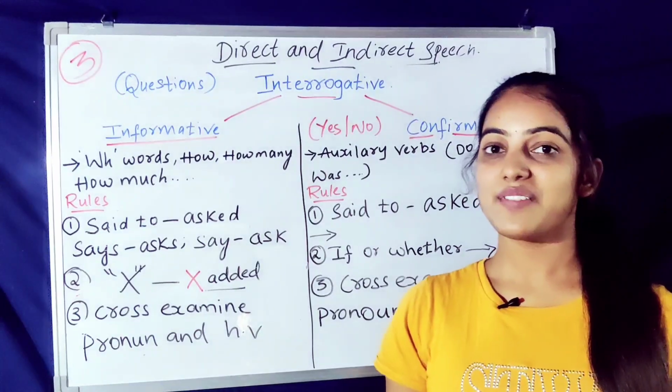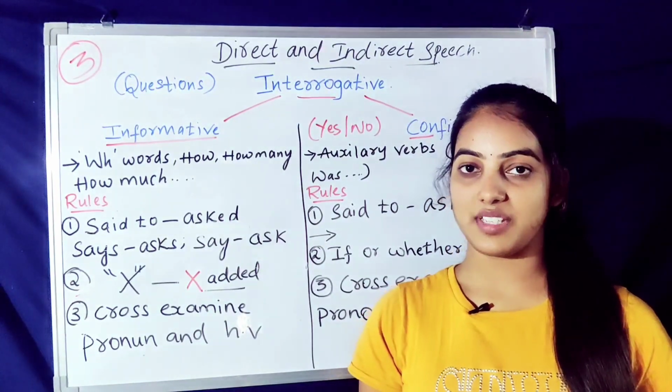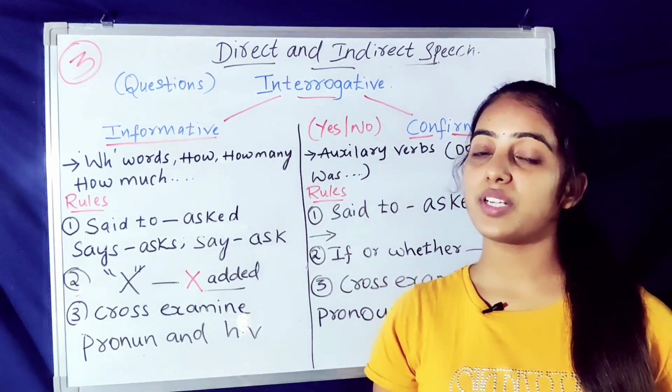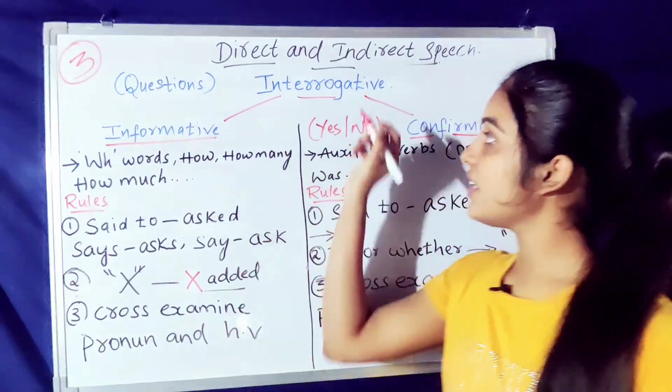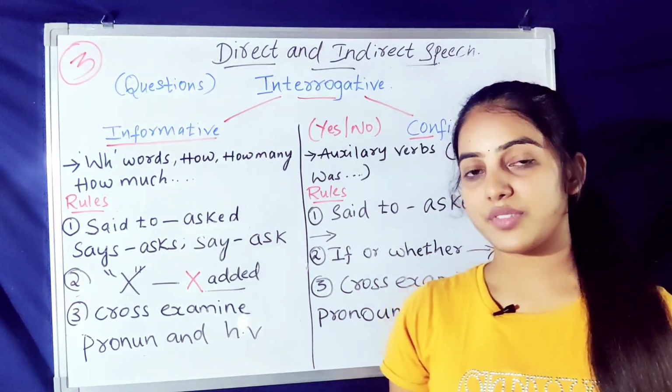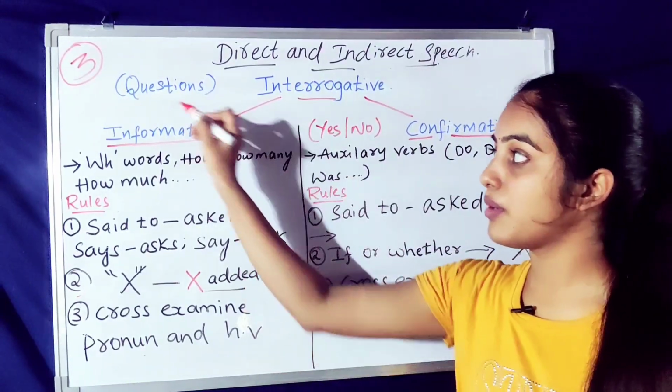Okay, in my previous video I told you how to convert imperative and assertive sentences to indirect speech. In this video I'm going to tell you how to convert interrogative and exclamatory sentences to indirect speech. Firstly, interrogative. What are interrogative type of sentences? These are the sentences that are in the form of questions.